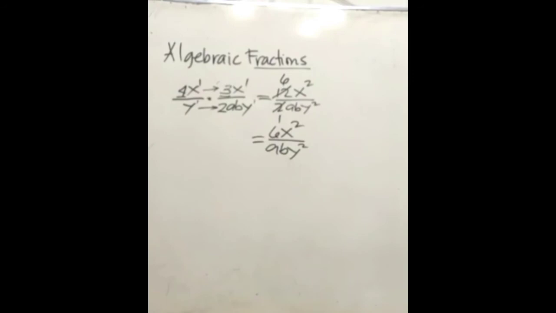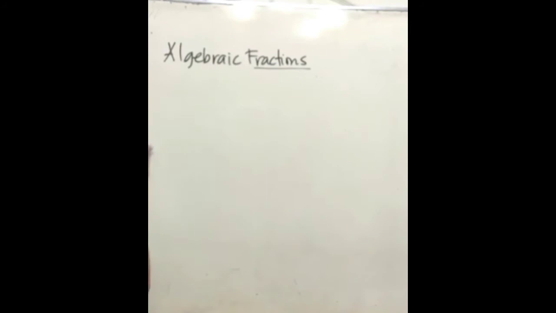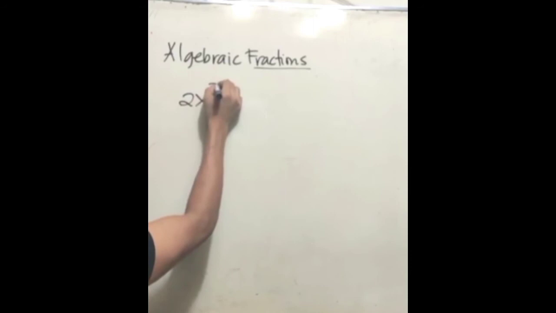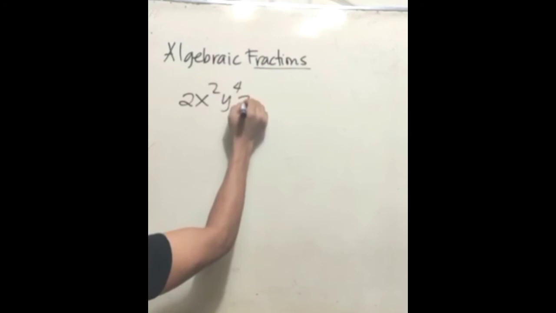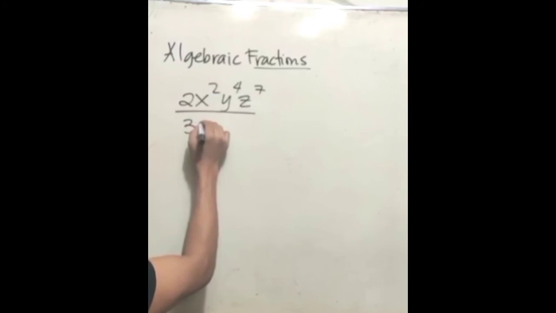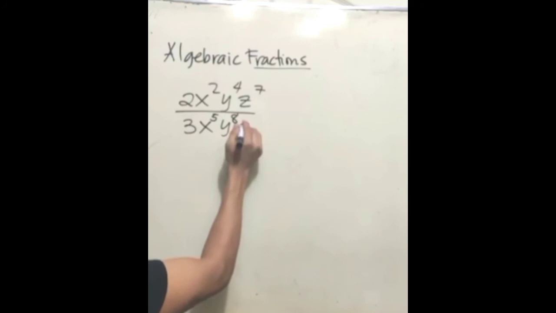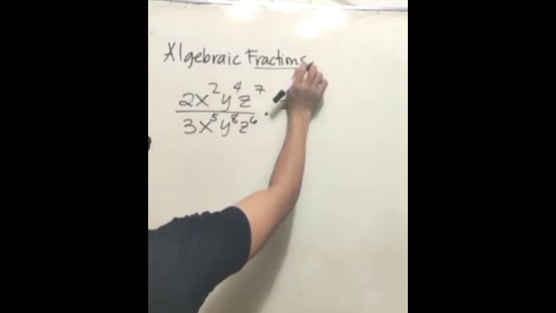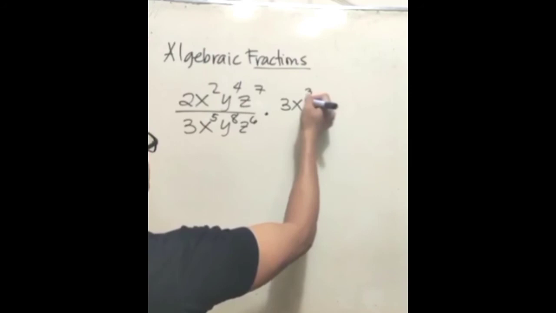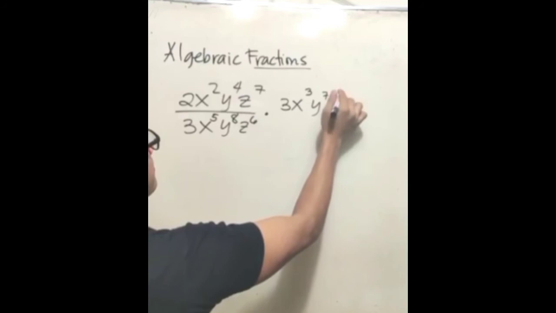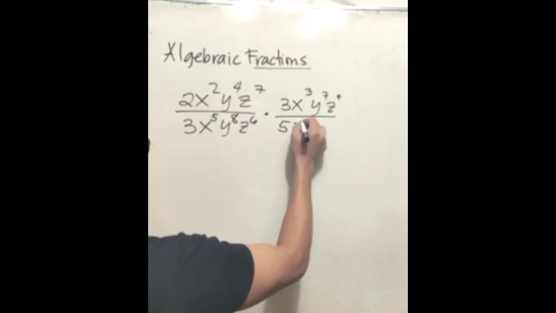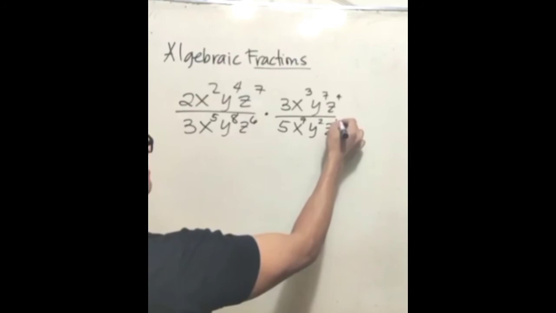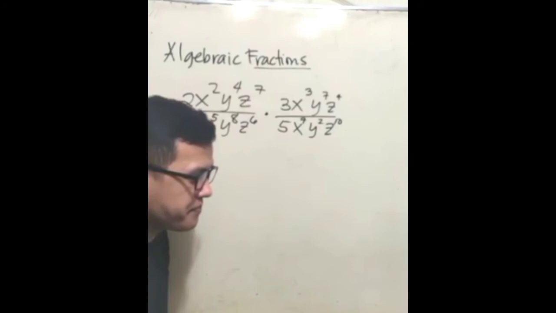Next tayo. What if may mga ano? Okay. Like, shall I say, 2x squared y 4 and z 7 over. Okay, so, what if ganito yung ano natin? Okay, so what if like this?